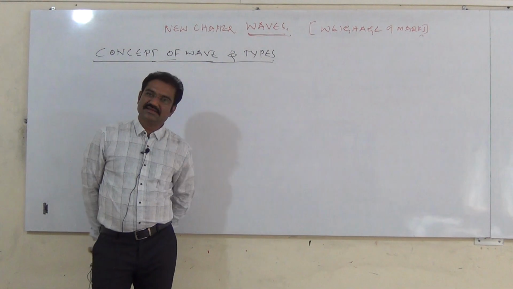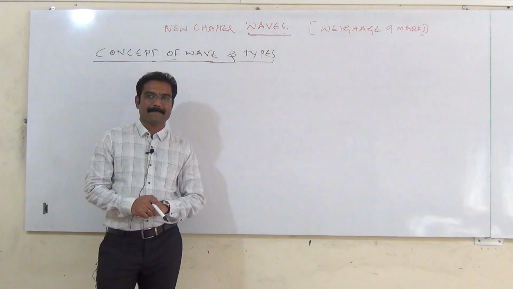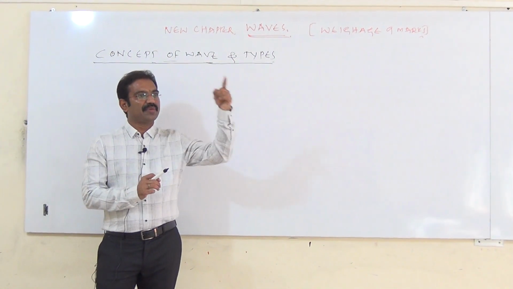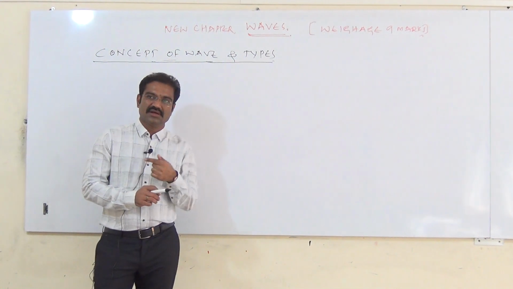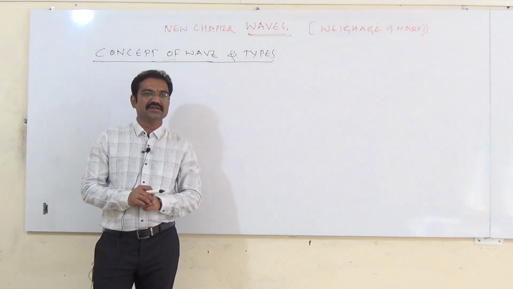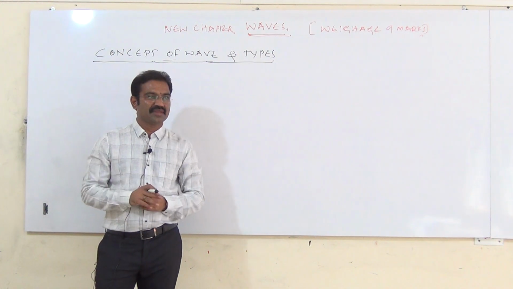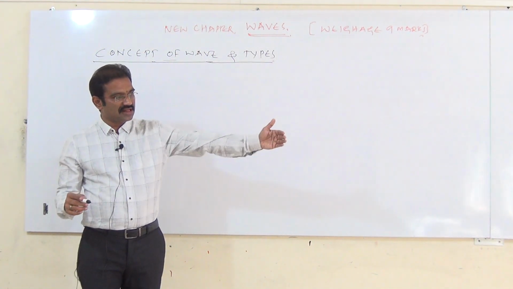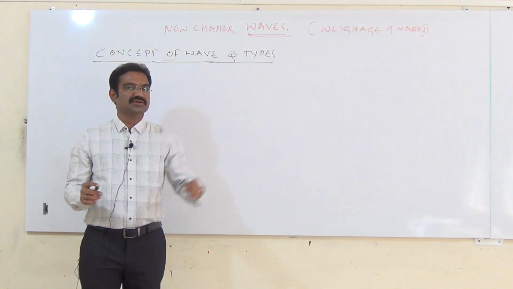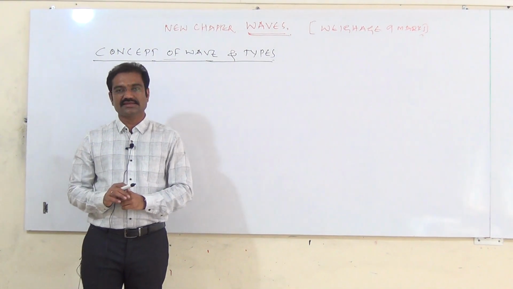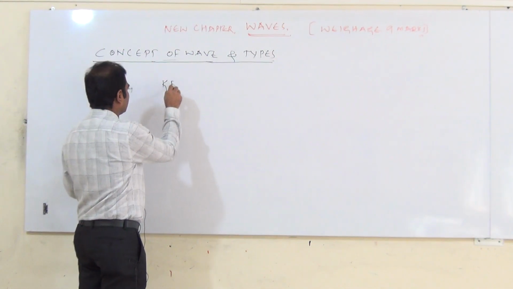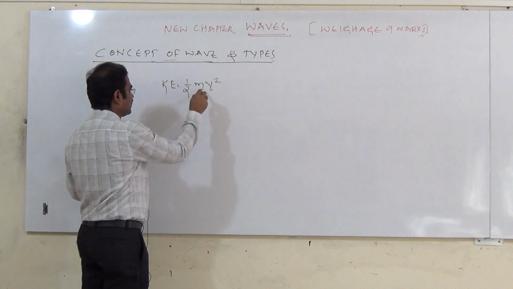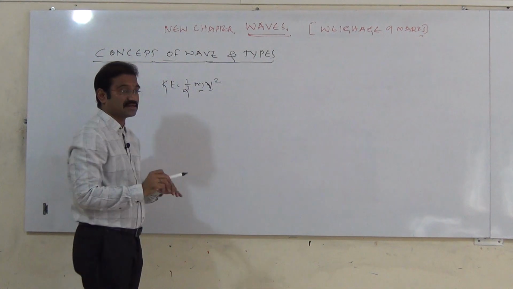Wave is nothing but a transfer of energy. Sound is also energy. Light is also energy. Light propagates from one point to another point. Sound also propagates from one point to another point. It means that there is a transfer of energy. If a bus travels from one point to another point, if it is in motion, that energy is known as kinetic energy. That kinetic energy is given by 1 by 2 mv square, mass and velocity. Velocity and mass decide the kinetic energy.